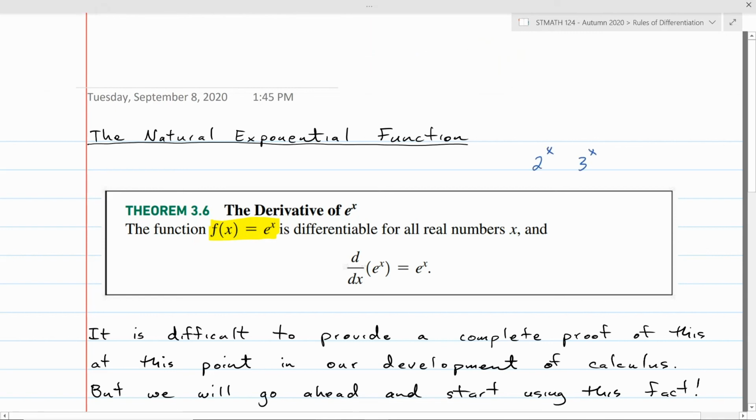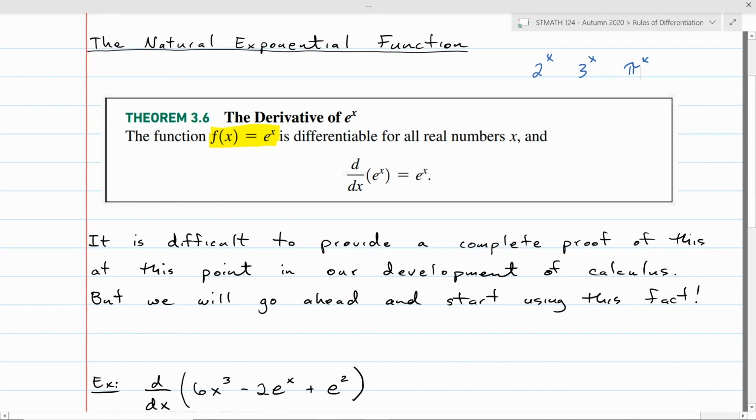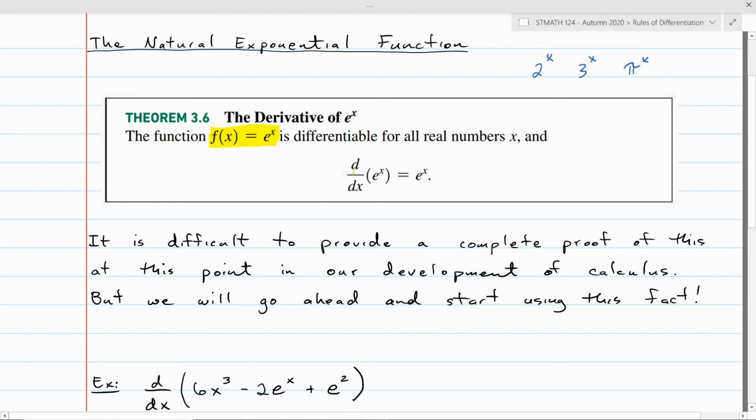The base could be any positive number that you want. Heck, you could even have pi to the x. But it turns out that e to the x is the very nicest of all the exponential functions. Mainly, at least in the realm of calculus, one of the main reasons why e to the x is so nice is because look at this derivative formula here. It has probably the nicest derivative formula of any function.